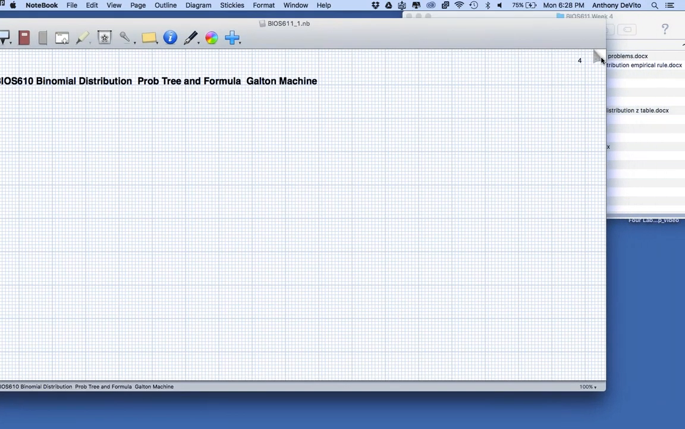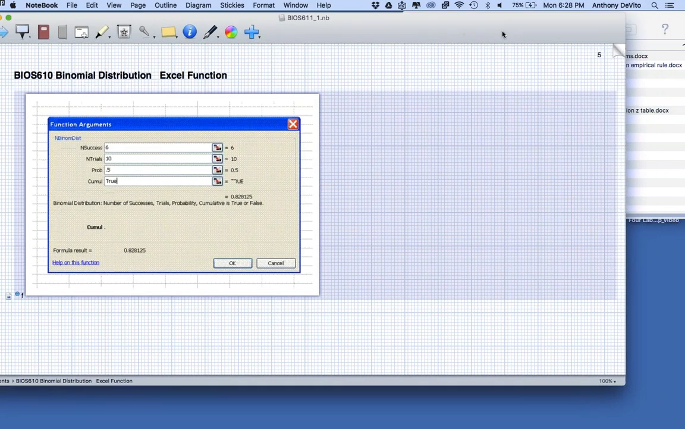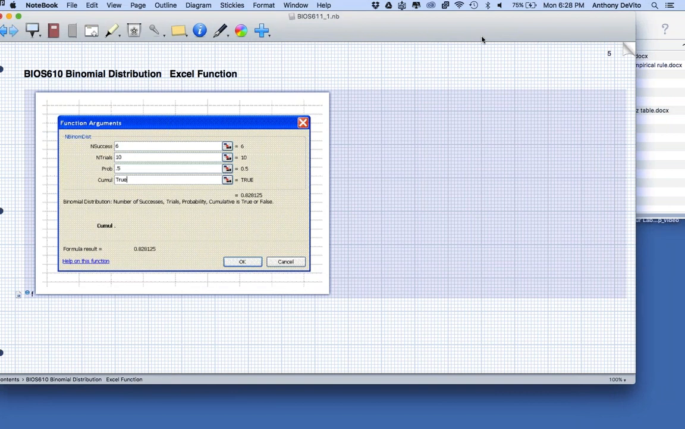Okay, so let me skip this page. Excel has a mechanism for doing that for us. So I'm going to demonstrate this in Excel.